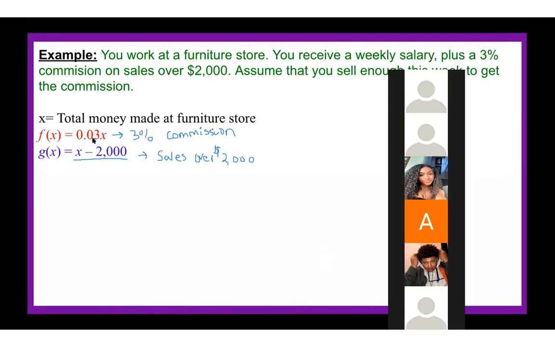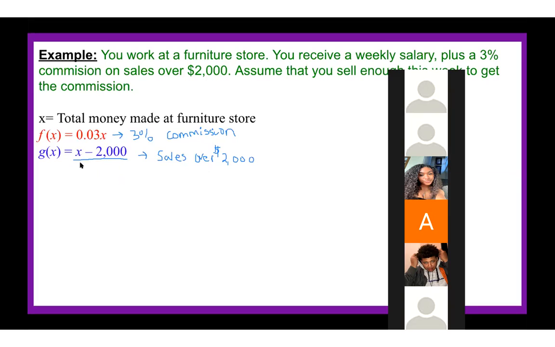So the first step was we had to create a function that represents 3% commission. That's going to be 0.03x. 0.03 is the decimal version of 3%. Whenever you're dealing with percentages and math, you want to convert that to decimal. This second function represents sales over 2,000. So what we did in the steps is basically create our two functions.